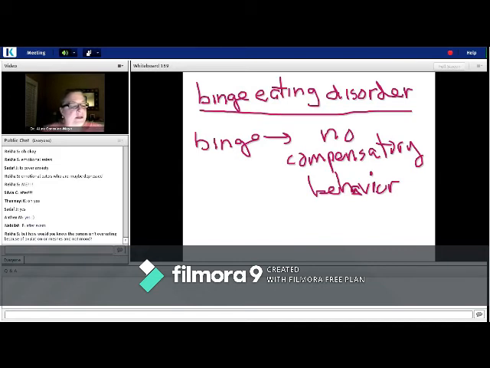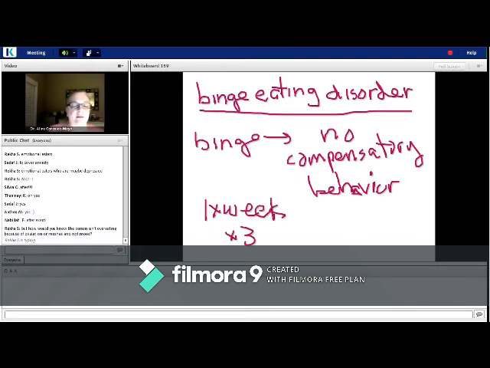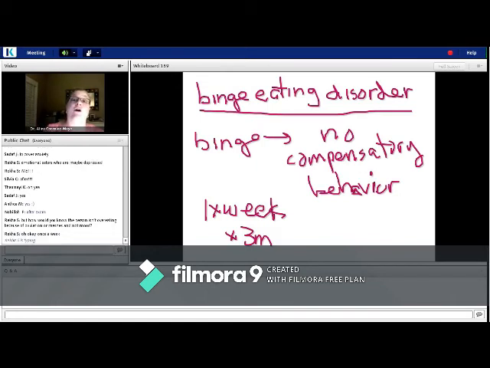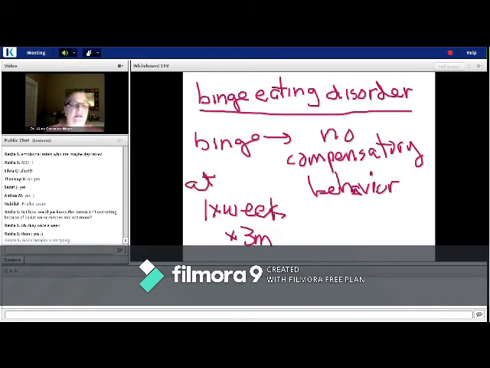How would you know the person isn't overeating because of ovulation? Because you don't ovulate all the time. This has to be like 1 time a week, times 3 months. So you have to do it at least once a week. So every week you're doing it. If you're overeating because of the menses or ovulation, it's linked to certain times. You're not doing it all the time. This is all the time. This is at least once a week, every week for at least 3 months.